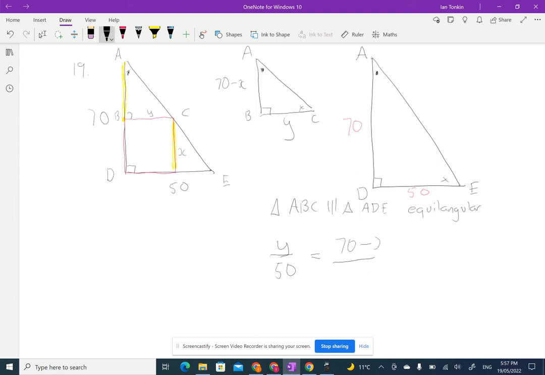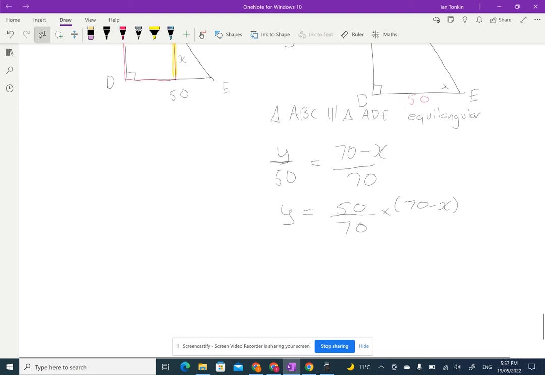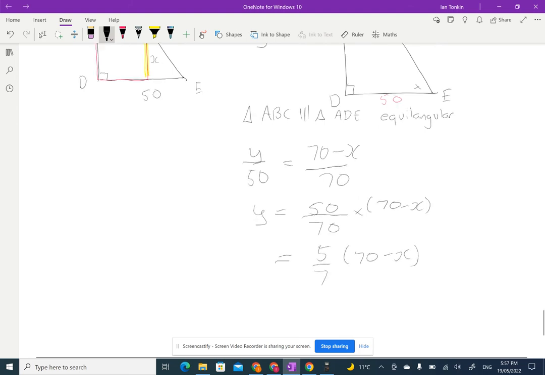70 minus x over 70, and then you're just going to multiply the 50 over. 50 over 70 times 70 minus x, got to have that in brackets, becomes 5 on 7, 70 minus x, which is what you needed.